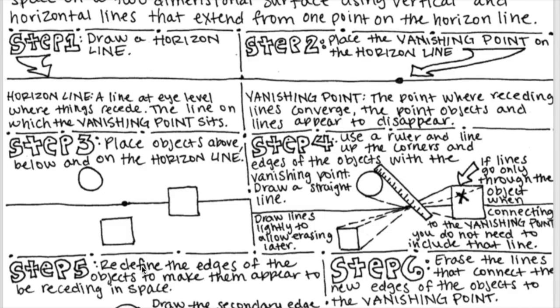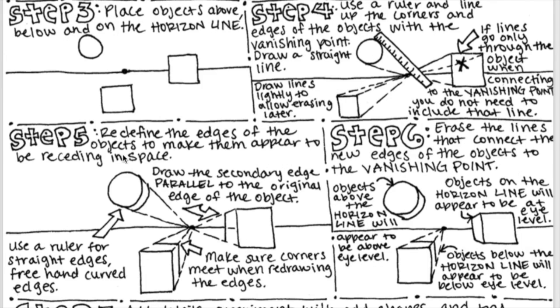Step 3 says place objects below, above, and on the horizon line. Okay, which is what we're doing for practice prompt A. Step 4 says use a ruler and line up the corners and edges of the object with the vanishing point. Draw a straight line. Okay, so just like my video shows for lining up this circle edge back to your vanishing point. Here's your ruler here.